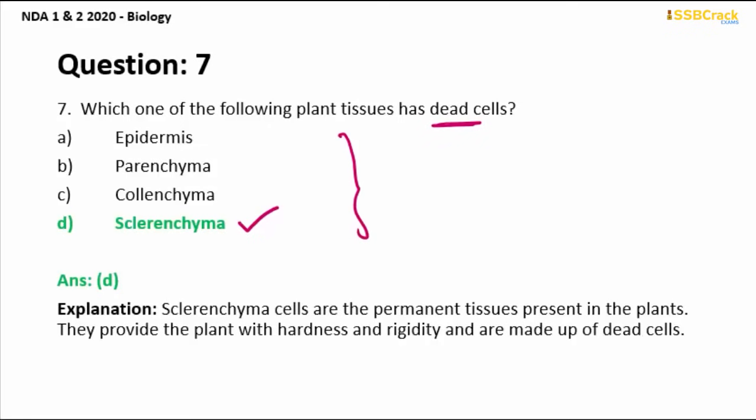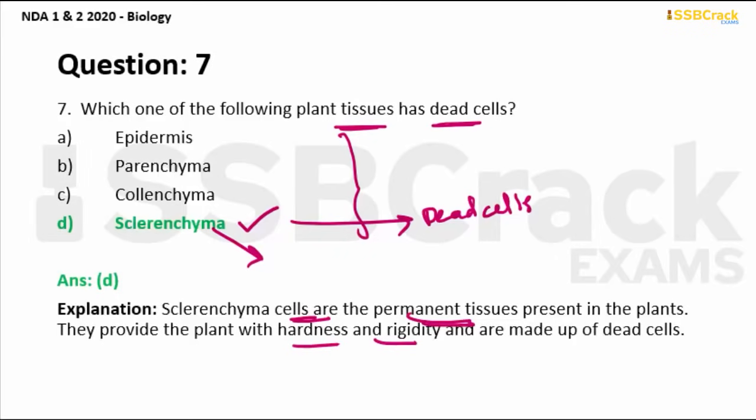Sclerenchyma cells are the permanent tissues present in the plants and they have dead cells. Okay. And what is the function? They provide hardness and rigidity to the plants. So, which one of the following plant tissues has dead cells? It is sclerenchyma. Clear? Let us now move on to the next question.